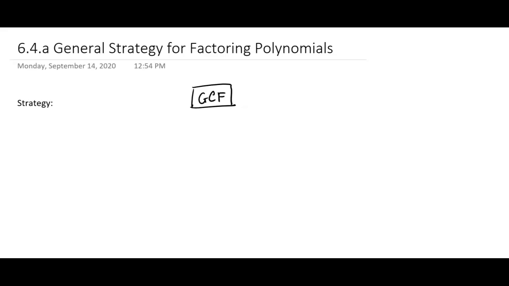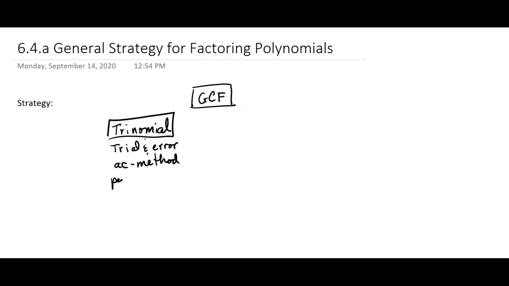And then you're going to have some situations here. Maybe it's a trinomial. If it's a trinomial, then you have ideas like trial and error, AC method. Maybe it has a leading coefficient of 1. You can just do multiplying and adding. That's really kind of like a trial and error thing. Or maybe it's a perfect square trinomial. So sometimes, especially if the numbers are large, you might say, well, maybe it's a perfect square trinomial.